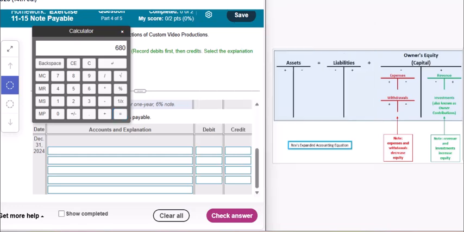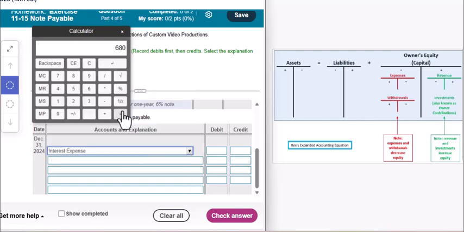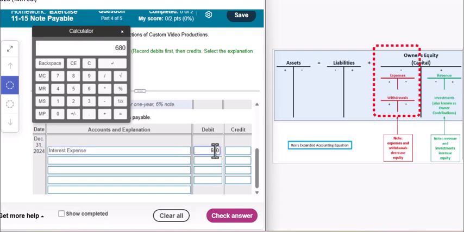in interest. Now we have to show that interest expense here. And remember, with an expense, we increase expenses with a debit on the left side for $680, since we owe that amount.